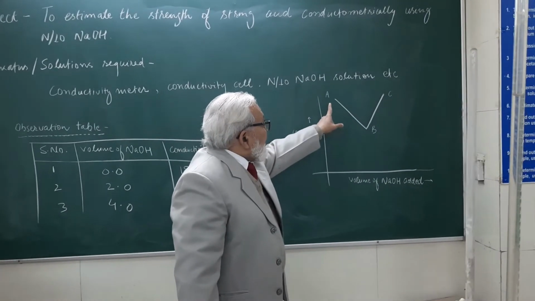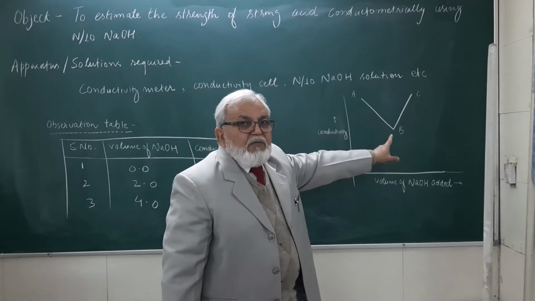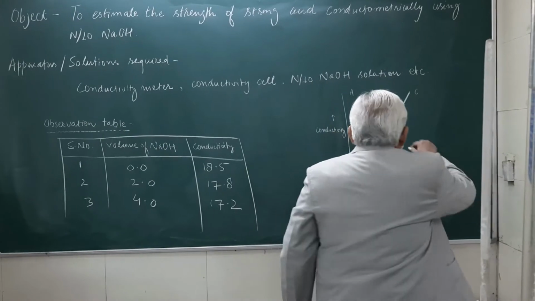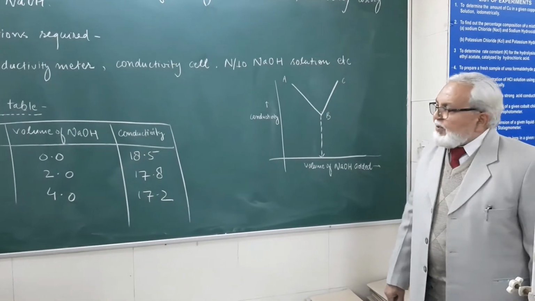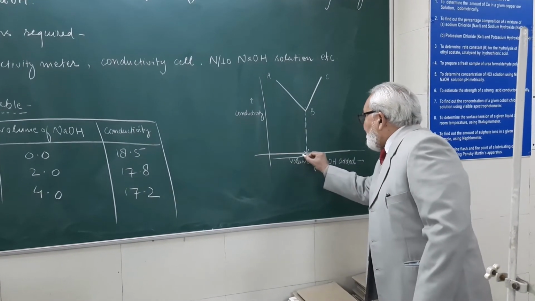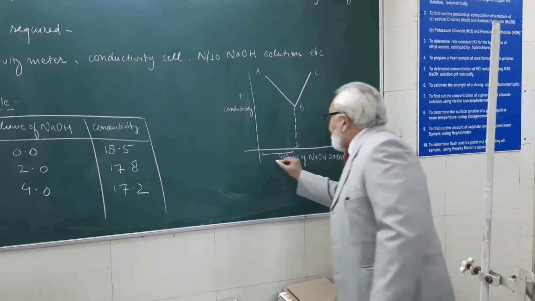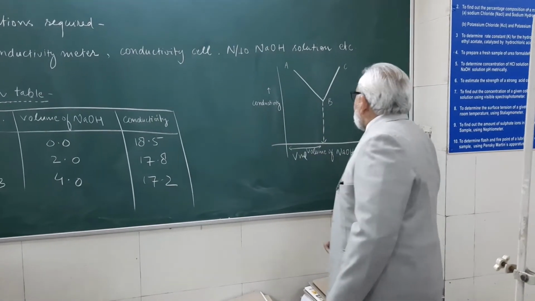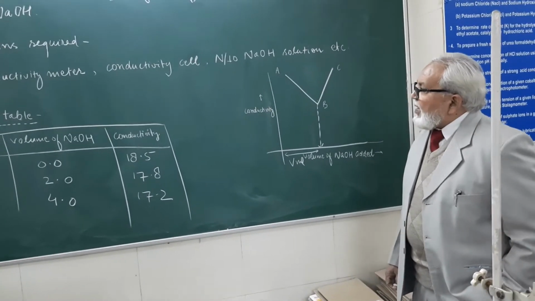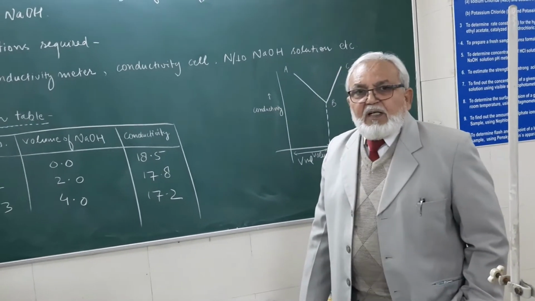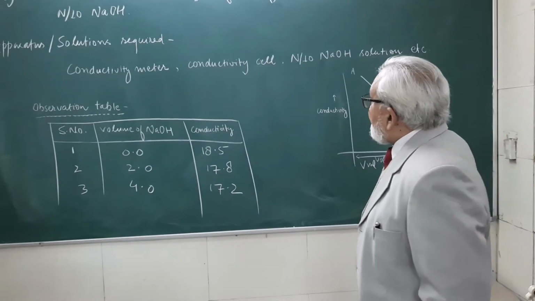You will see the trend is a decrease in conductivity up to a certain minimum value, which will mark the equivalence point or end point of the solution. This is the volume of NaOH consumed at the equivalence point. Say this is equal to V ml. By this we will make our calculation to find out the normality of the given HCl solution.